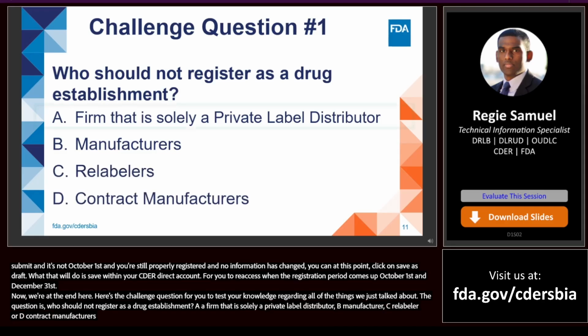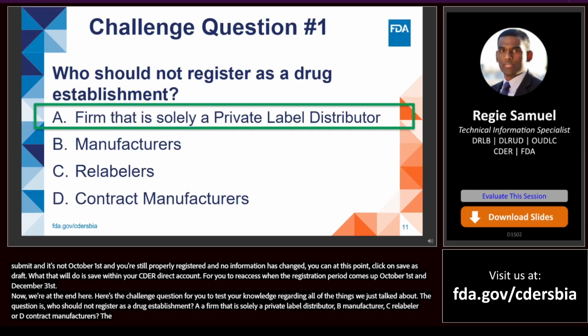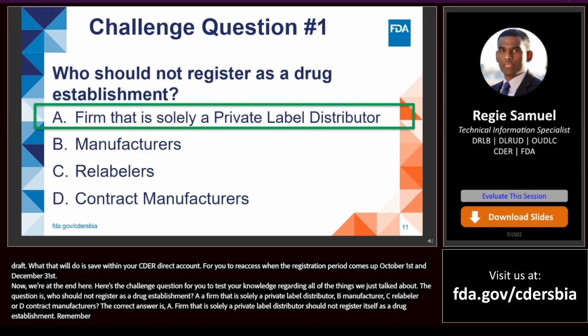The correct answer is A, a firm that is solely a private label distributor should not register itself as a drug establishment. Remember, a drug establishment is one that is performing some sort of manufacturing process, which includes packing and labeling, but it's not someone who's simply distributing the product under their own name and label.